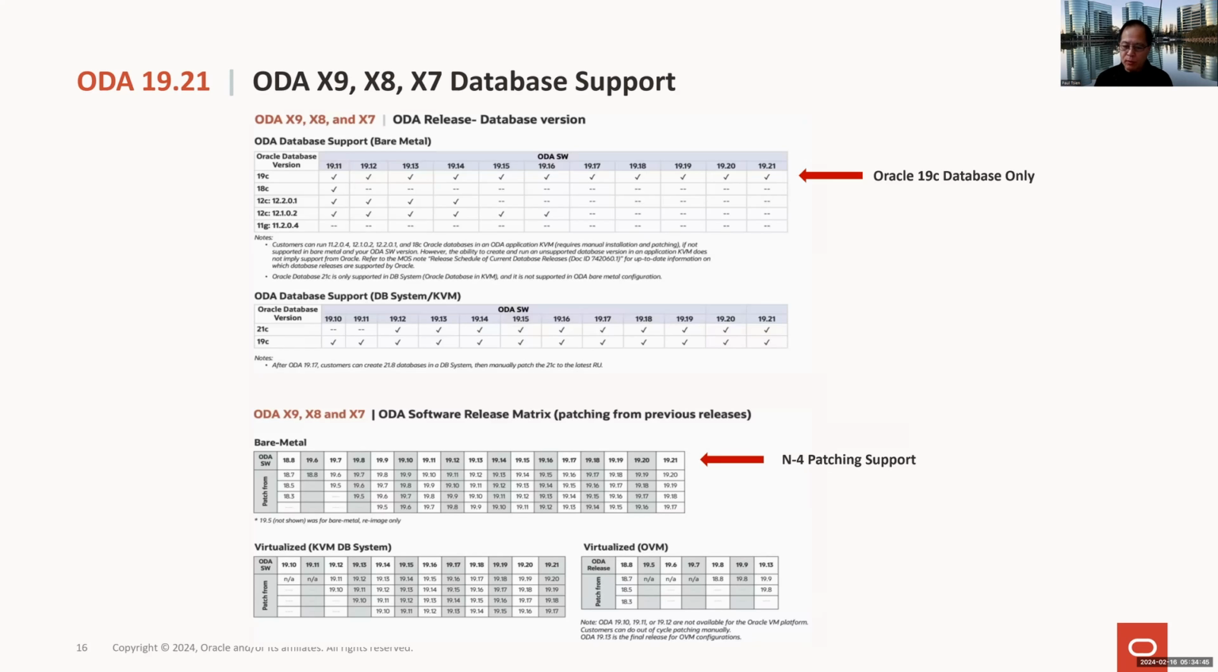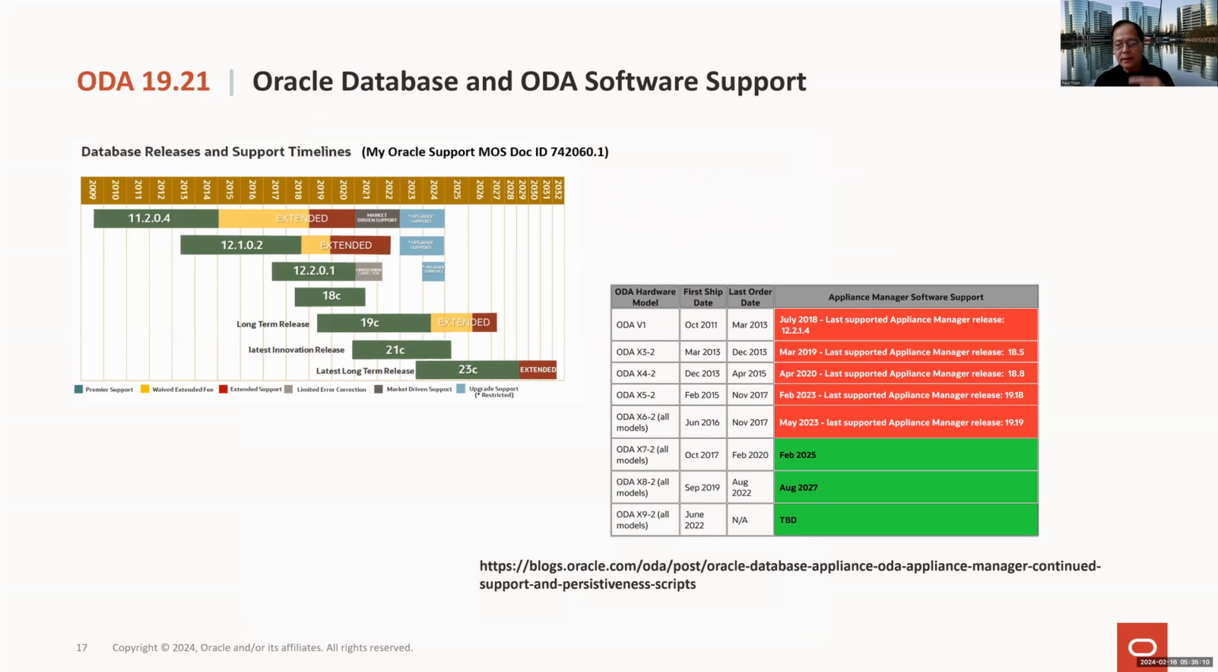And for our older models, X9, X8, X7, as you can see, at this point, we support 19c database only. And we typically recommend the customer to stay within the 4 ODA software releases, in this case, 19.17. So in fact, because this is a major upgrade, the operating system upgrade, you actually have to be on 19.17 to do the upgrade to 19.21, the ODA software. Okay. And here are again a couple additional resources for you to check. On the first one, I have the MOS note ID identified.